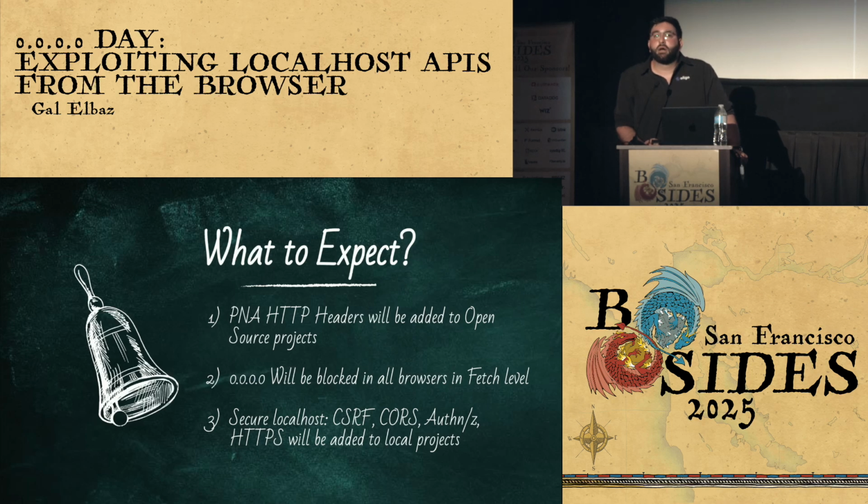And when we're talking about the future of PNA, or the protection of those browsers, the work that is now being done in the industry is to add those PNA HTTP headers to open source projects. Also, what we just showed, 0.0.0.0 will be blocked in all browsers at the fetch level, as we demonstrated, like we hope, right? They started working on it, but it hasn't fully rolled out.